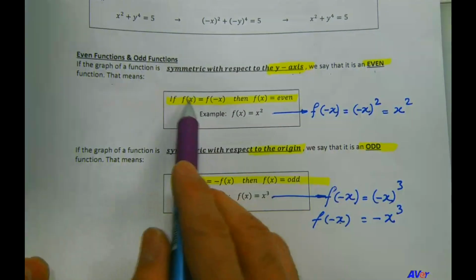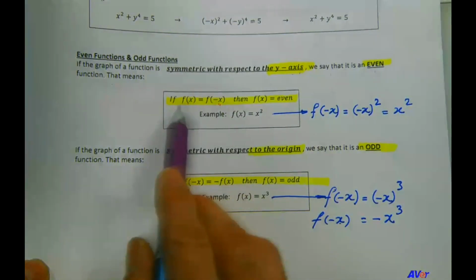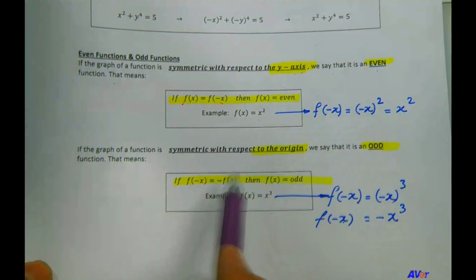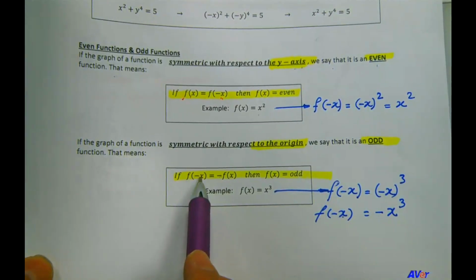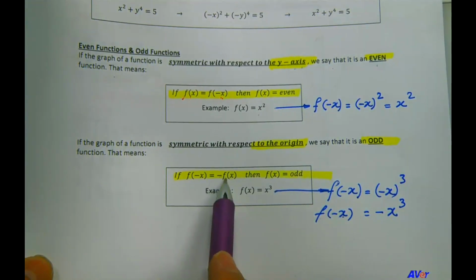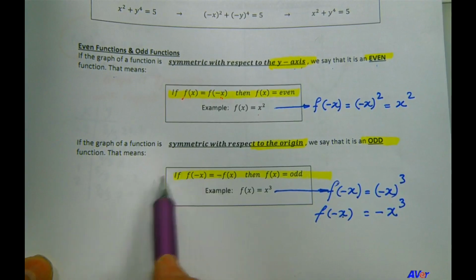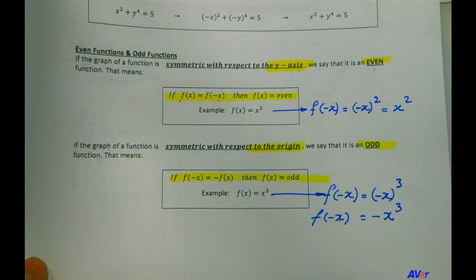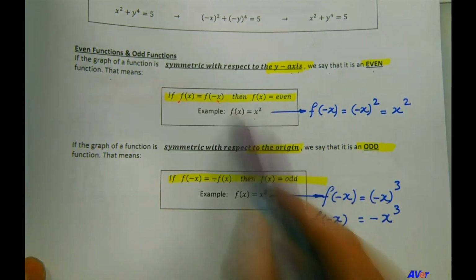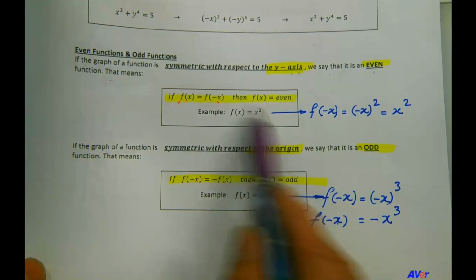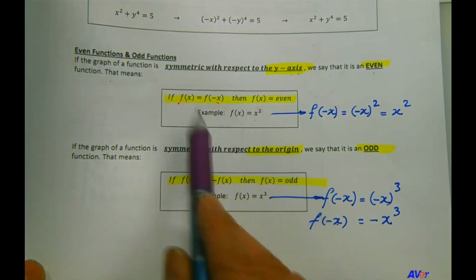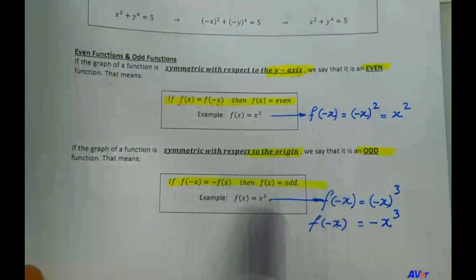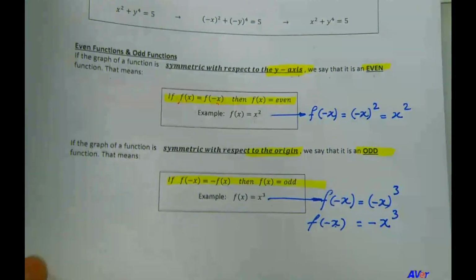We substitute x with negative x. If we end up with the same function, that function is even. If we replace x with negative x and we end up with a function that is the product of -1 and the original function, then that function is odd. I've given you two examples, each of which is one of the most famous examples of the relevant function. X squared is a famous even function, and x cubed is a famous odd function.